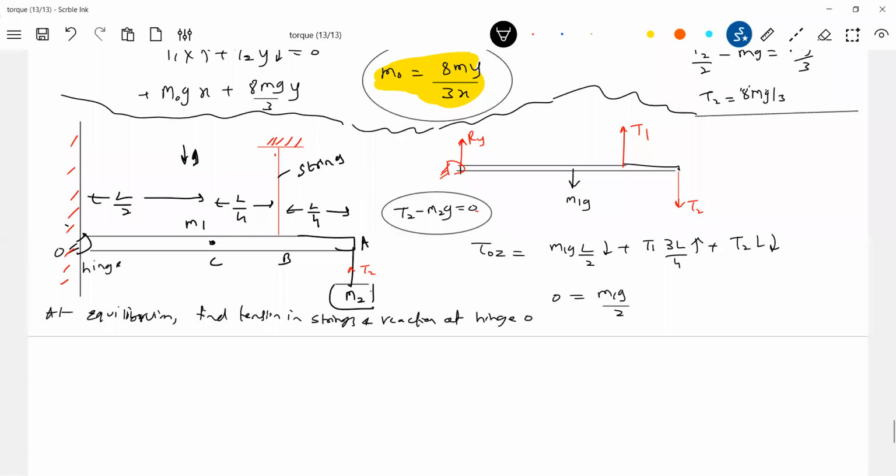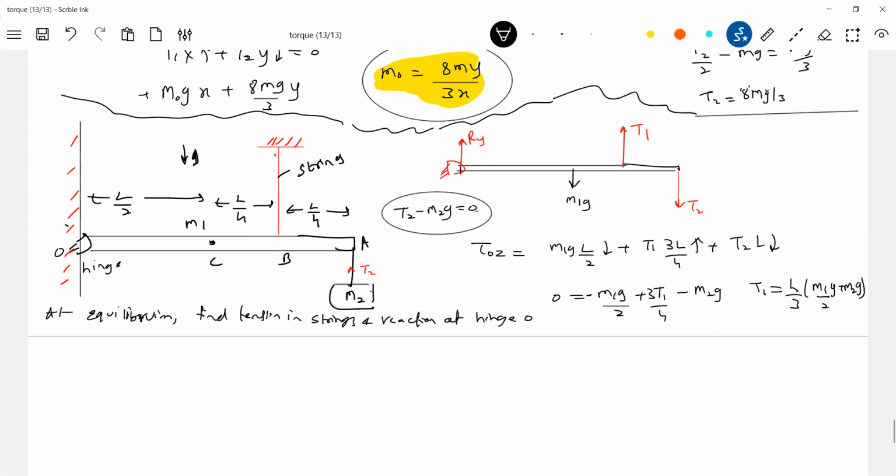M1g by 2, 3T1 by 4 minus T2. So what is value of T2? M2g. L will get eliminated. Solving this, I'll get expression for T1. T1 should be 4 M1g. Check it. So this is T1.